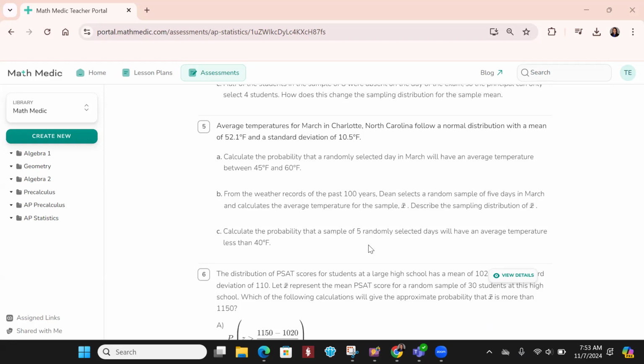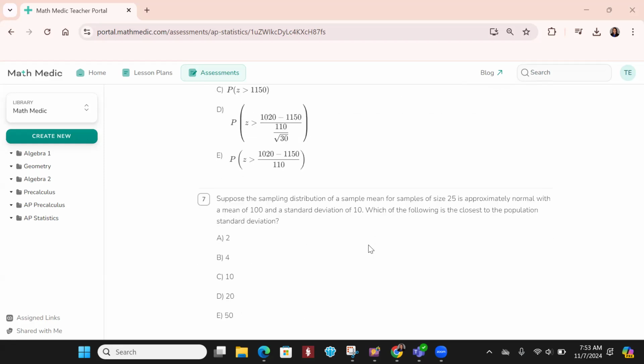Okay, now back to 7. Suppose the sampling distribution of the sample means for samples of size 25 is approximately normal with a mean of 100 and a standard deviation of 10. Which of the following is the closest to the population standard deviation?